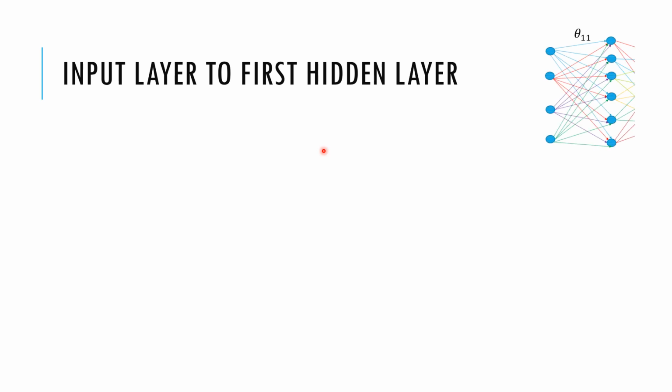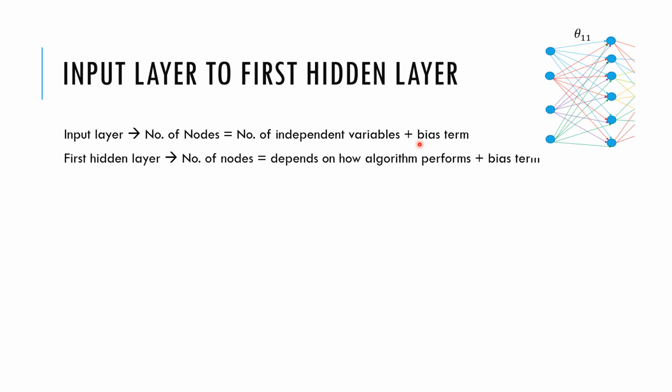So let's understand the relationship between the input layer and the first hidden layer. For the input layer, the number of nodes is the total number of independent variables plus one bias term. For the time being, we'll ignore the bias term because we are going to explain how it works step by step. Now let's look at the first hidden layer.